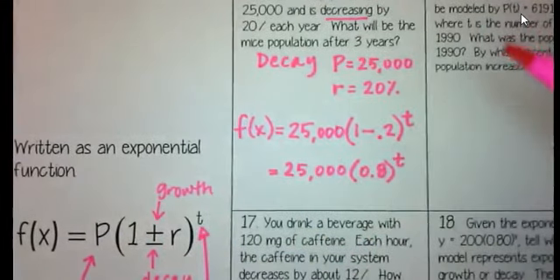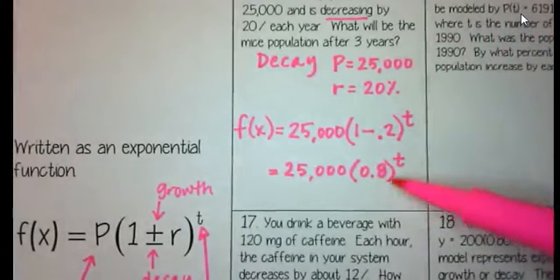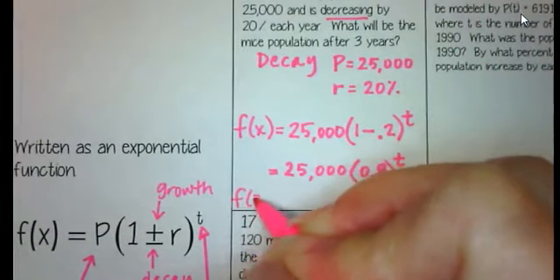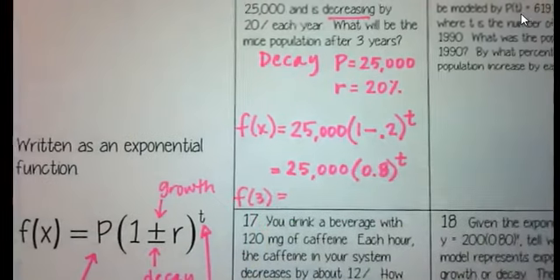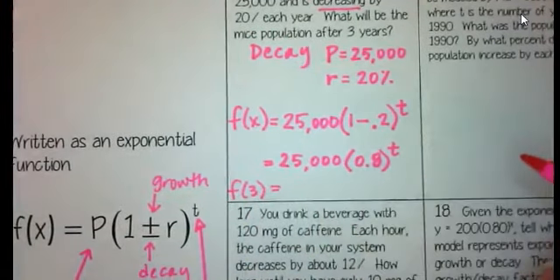So if you think about it, if you take off 20% from 100, that's going to be 80%. So you could also write your equation that way. All right, now we're asked for the population after 3 years. So what that means is that we're going to fill in 3. So if we take our calculator, we can type it in as is.